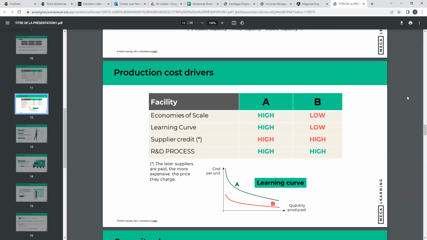And here we have another message: supplier credit. Okay, I will explain this process of supplier credit. So let's go to the simulator.